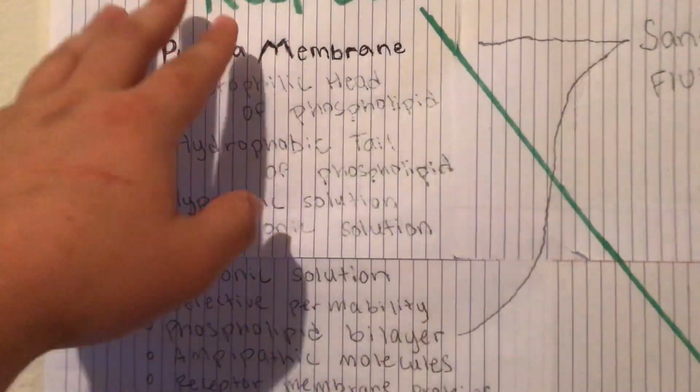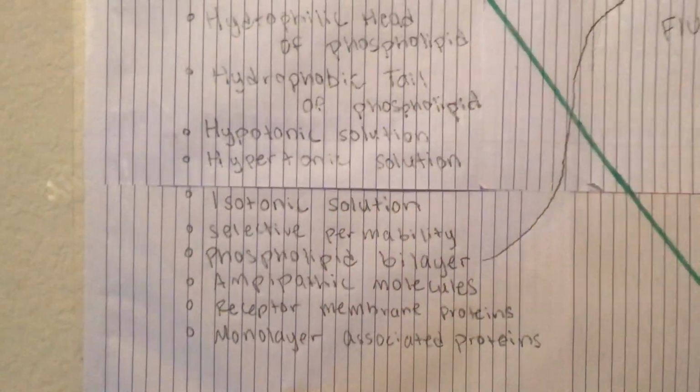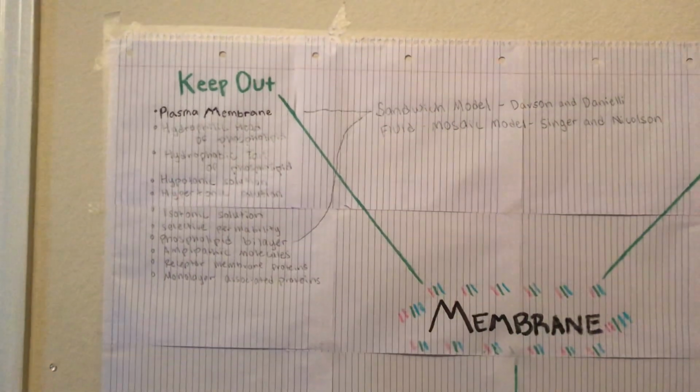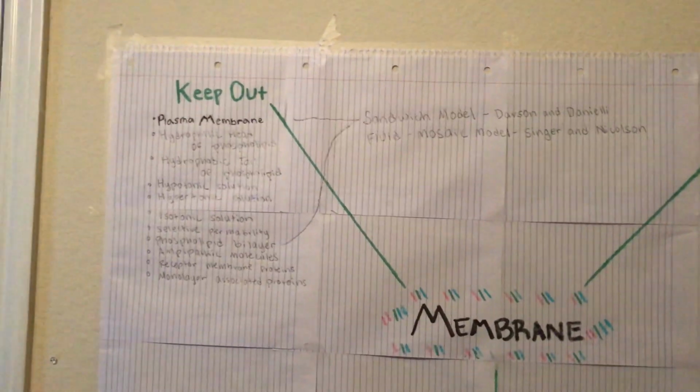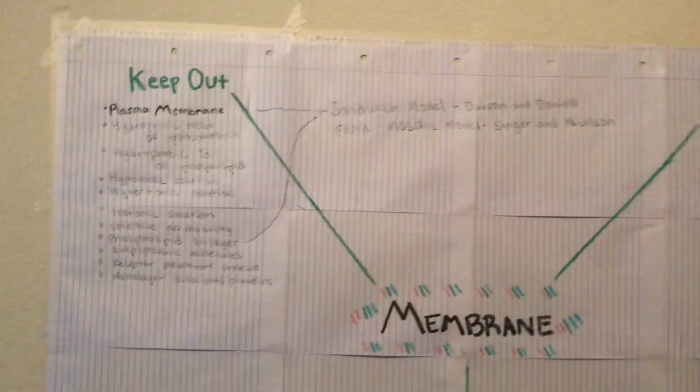And for another example, if we go down here, we could talk about hypotonic solutions and hypertonic solutions. Now that is a broad statement to put under keep out, but I put that for a reason. We all know that hypertonic talks about the concentration of certain things, right? So if it's hypotonic, it means the concentration inside the cell is higher.